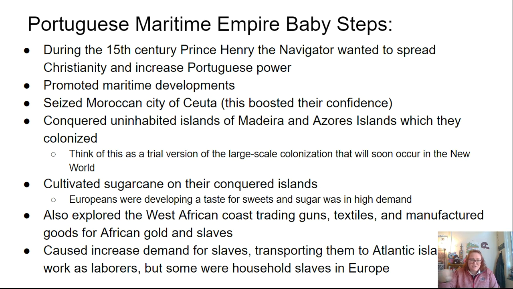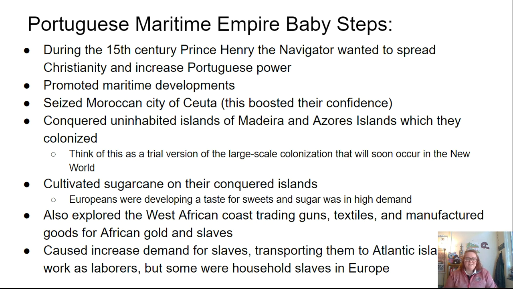So let's look at the Portuguese. This is where we start to see baby steps being taken to get to the height of exploration. So we all know Prince Henry the Navigator. In the 15th century, he wanted to spread Christianity and also increase Portugal's power in the world. He was absolutely fascinated with all things sailing, and he promoted maritime developments. He was able to seize the Moroccan city of Ceuta, and this boosted their confidence. Then he conquered uninhabited islands of Madeira and Azores, which they ended up colonizing. Think of this as a trial version of the large-scale colonization that would come very quickly.